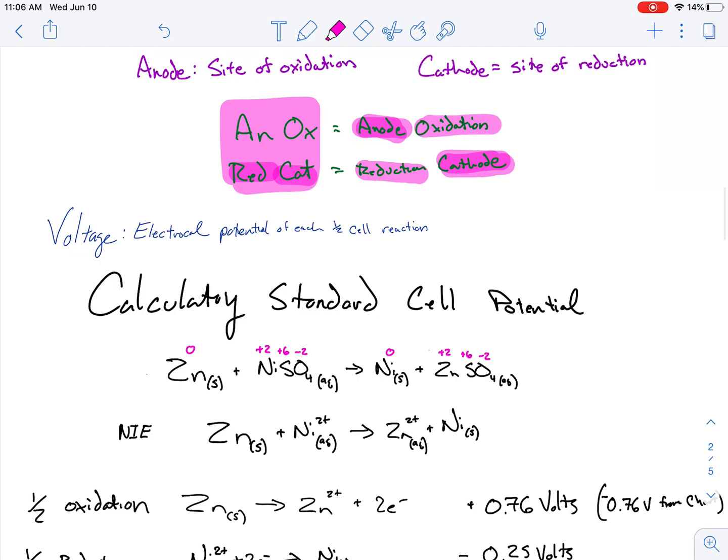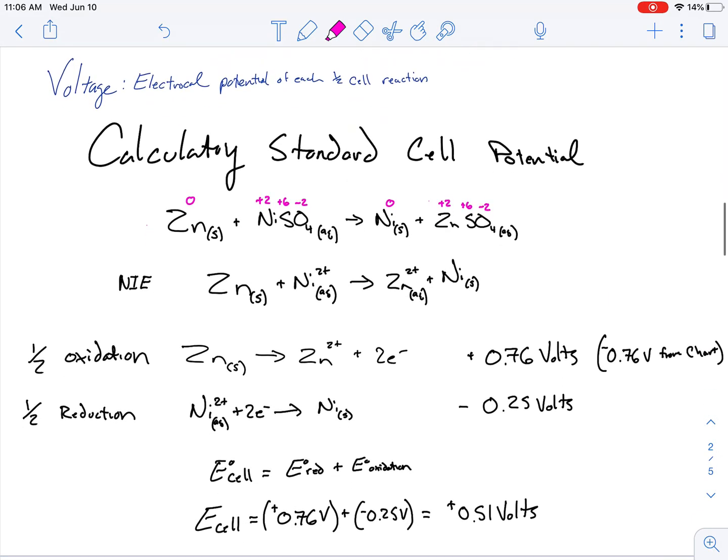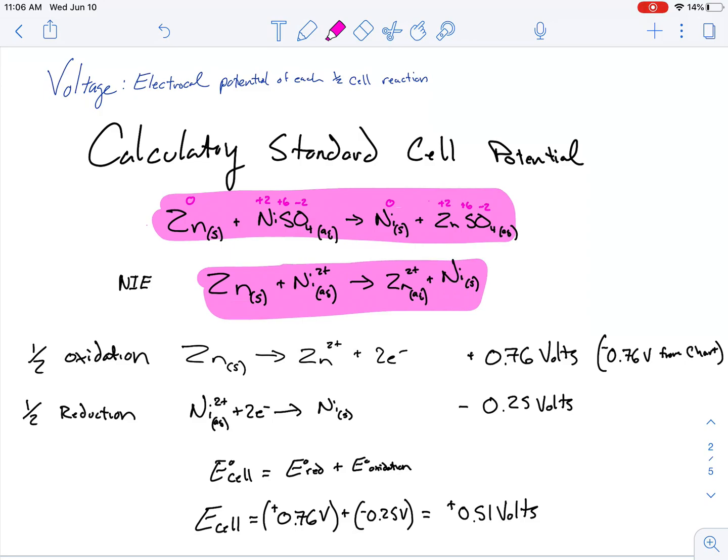To calculate how much electrical potential we have here, or calculating standard cell potential, we need to jump into net ionic equations and write overall chemical equations. I've done that here to save us some time. I've taken my original equation, pulled out my net ionic equation, and then pulled out my half reactions. We did this previously, so hopefully that's not a big jump for you guys.